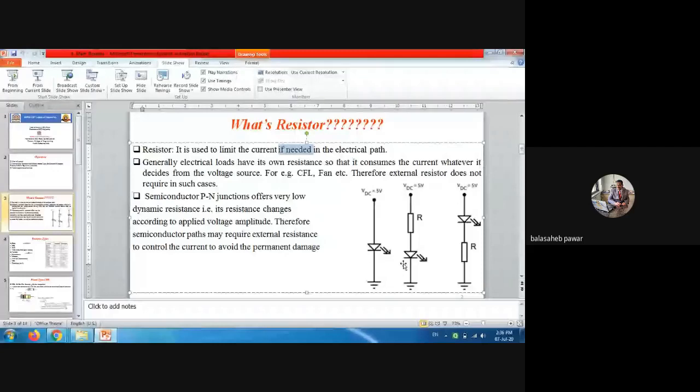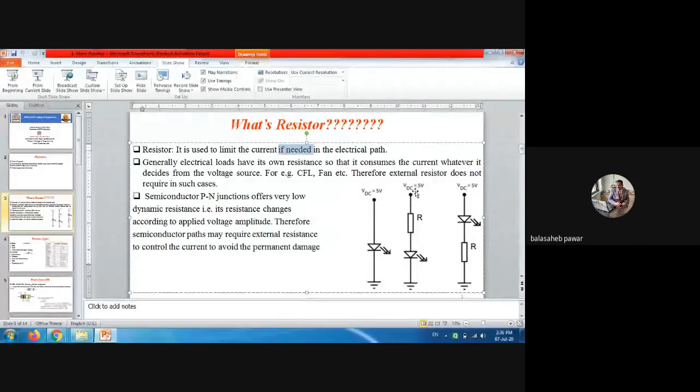We have to find out the value of this R. Where this LED operates, there will be a voltage drop across it of almost 2 volts. So simply apply KVL to this loop. What is KVL? The total voltage source in the loop equals the total voltage drop within that loop. That is the KVL. So how will you apply it?